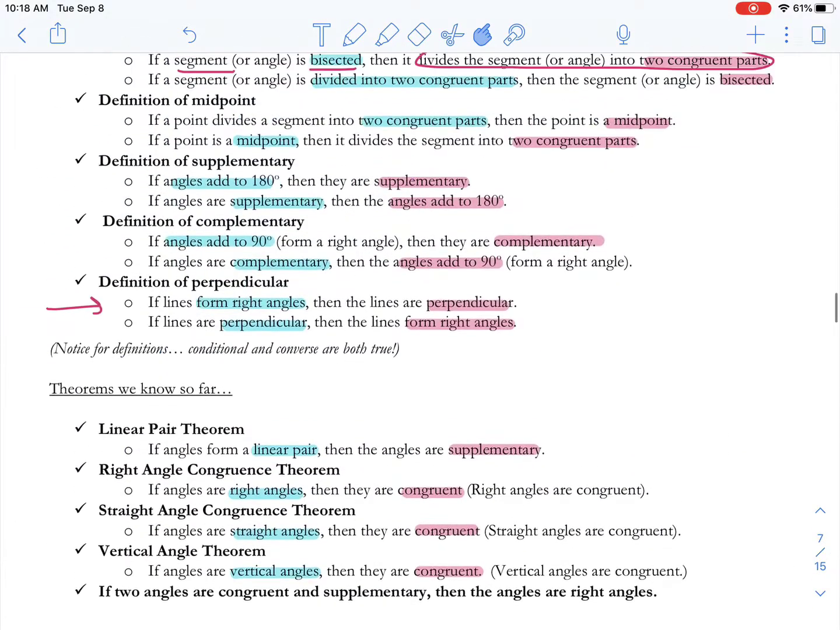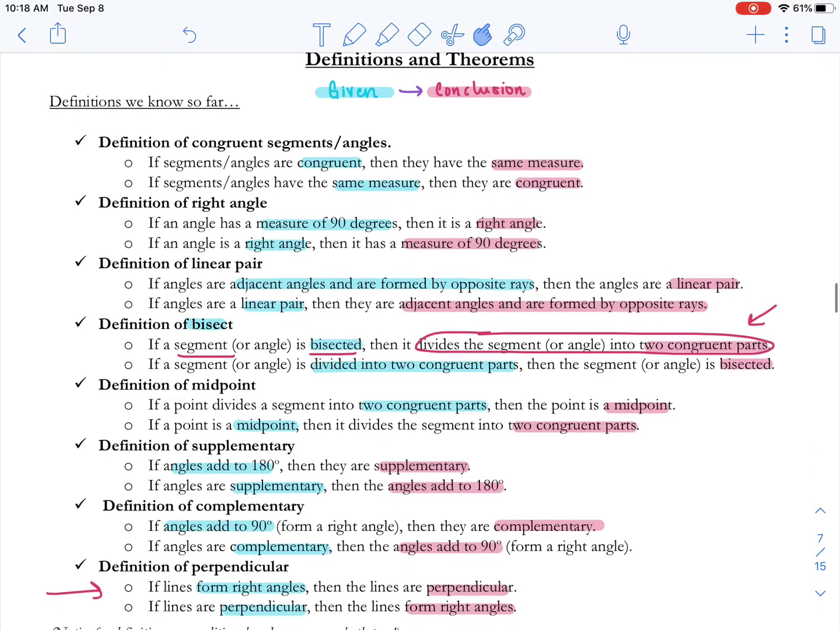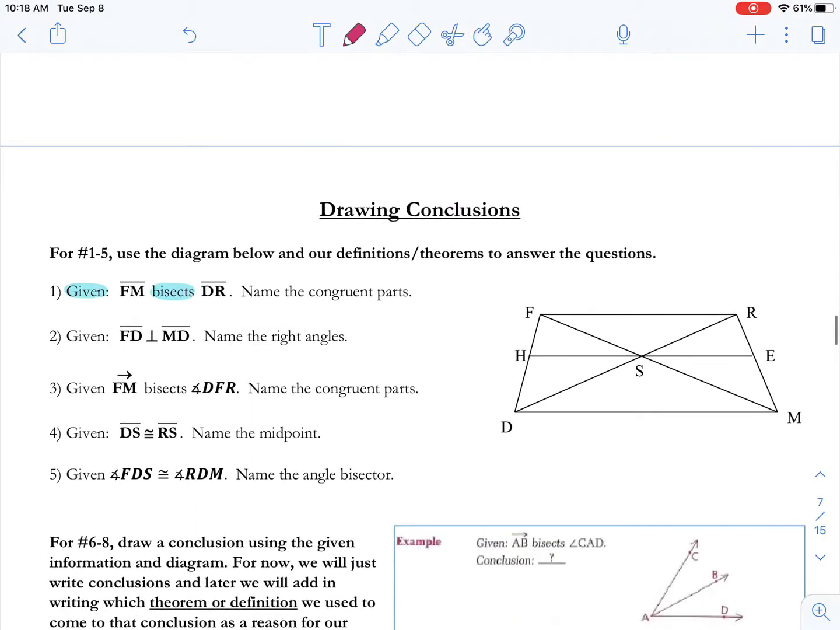When we look up above at bisect, it says that if a segment is bisected, then it divides the segment into 2 congruent parts. The first part, the hypothesis, is the given, and so we can conclude that there are going to be congruent parts that we can find. So let's see what happens here.